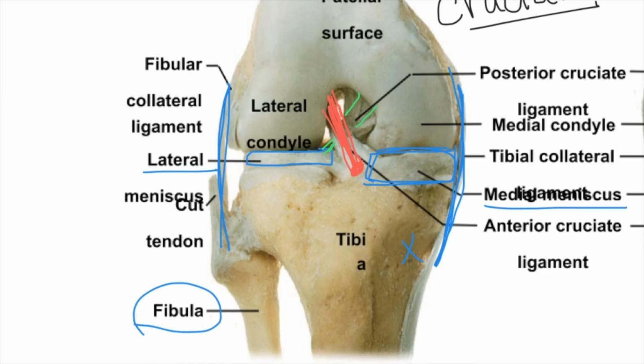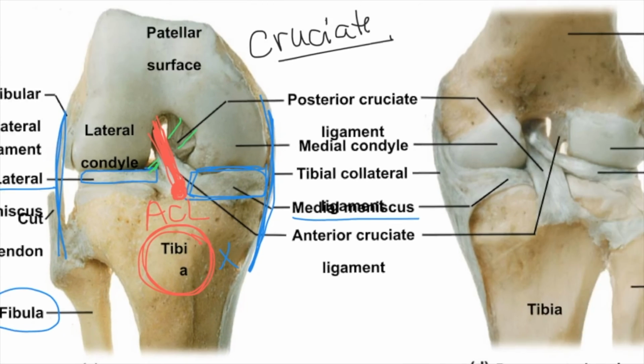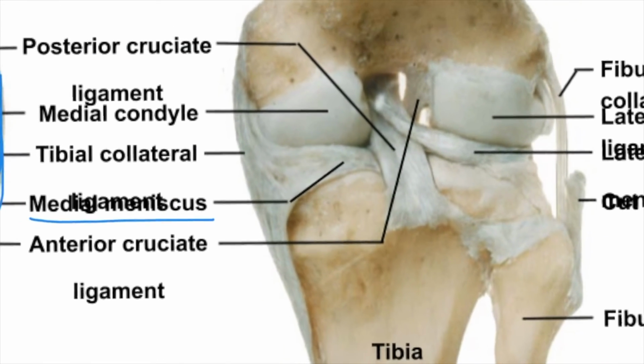So this one right here starts on the front of the tibia. This is the tibial tuberosity right down here. So this is on the anterior side of the tibia, and then it crosses and goes to the back of the knee. So that would be the ACL, the anterior cruciate ligament. Then if we look at the posterior view, we can see the PCL better on this one.